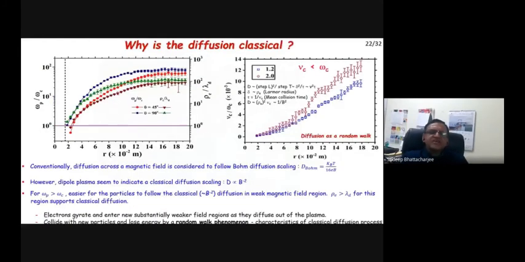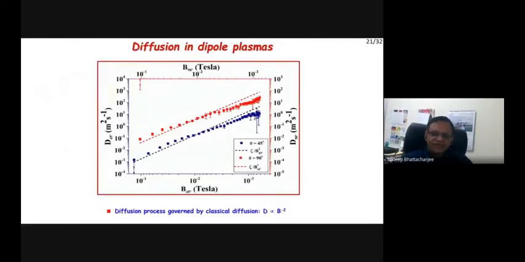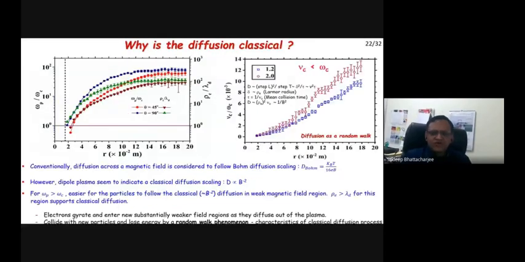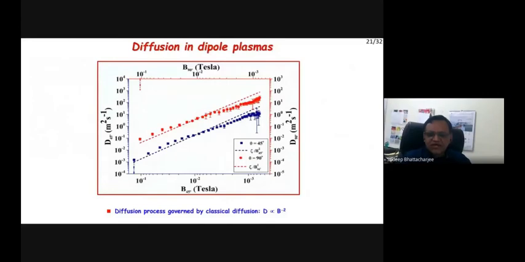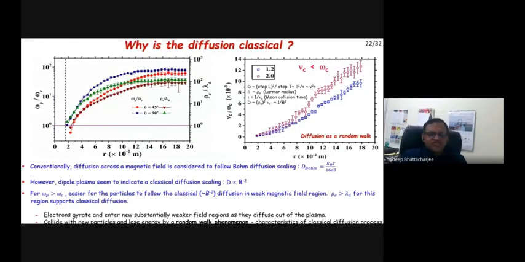Now the question is, why is the diffusion classical? In a magnetic field, normally it is expected to go as 1 upon B in conventional plasma physics. I will tell you why this diffusion is classical, because only then will it go as 1 by B square. Although it is a magnetized plasma, why is the diffusion classical? That is the big question.